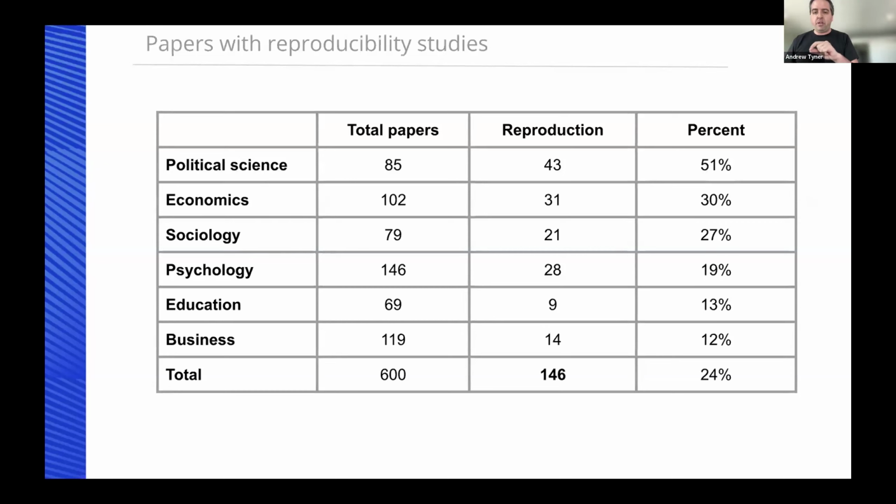You'll see here for each discipline the number of papers in that sample of 600, the number of papers that had at least one reproduction attempt, and the percent that had reproduction attempts. As is quite clear, political science and economics stand out, again we think because of policy support. In political science, we were able to conduct reproductions for just over half of those papers due to the widespread availability of materials and the source data that they were based on. Altogether, from the 600 papers, we were able to conduct studies for 146 of them, which was about a quarter of the sample.